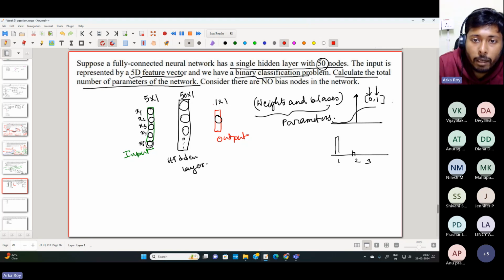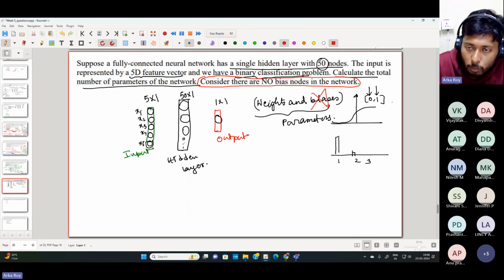Now in the question they have said to consider there is no bias in this network, so we don't have to think about bias. Generally, weights and bias both have to be considered, but as per this question there is no bias, so currently the parameters are only the weights. This is the weight for the first layer, W1. This is the weight for the second layer. So we need to find how many weights we have to incorporate, and that gives you the total number of parameters.